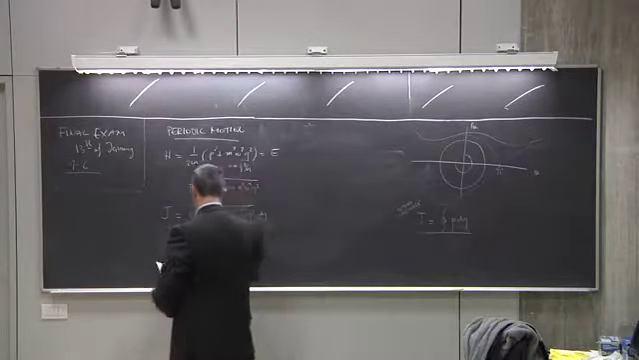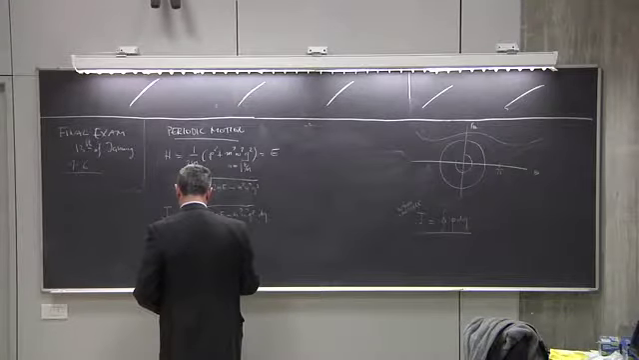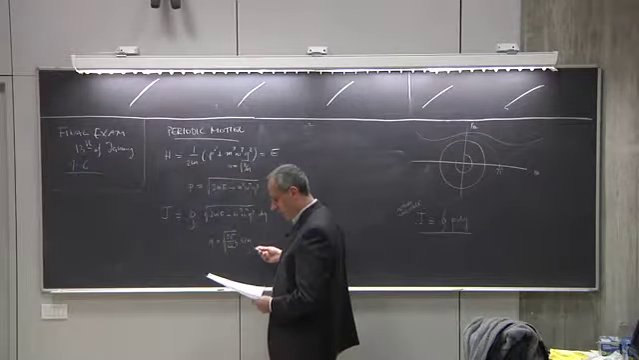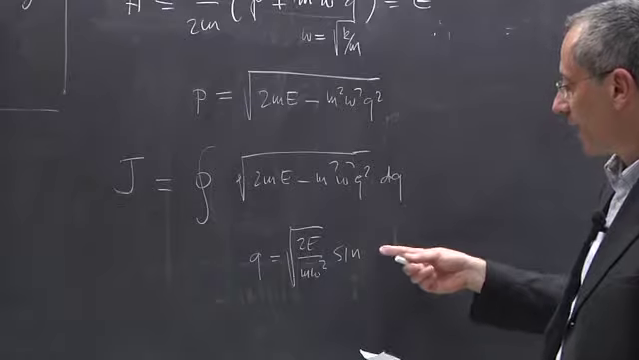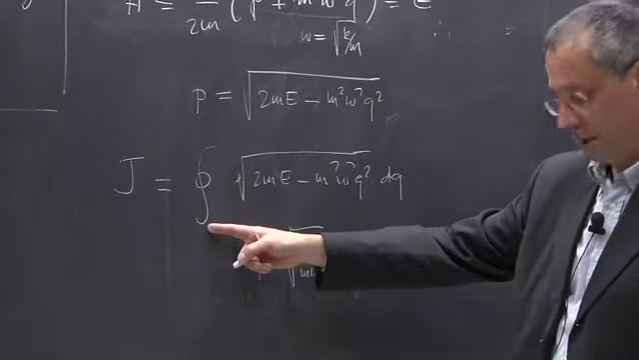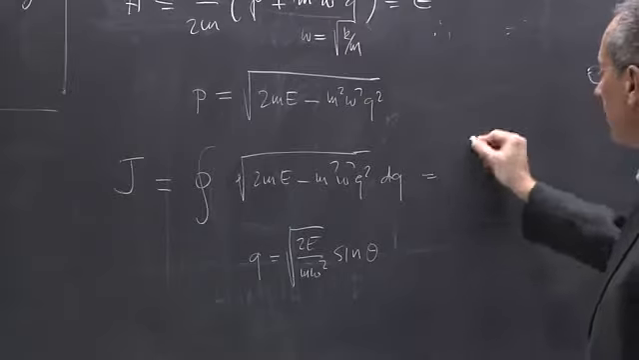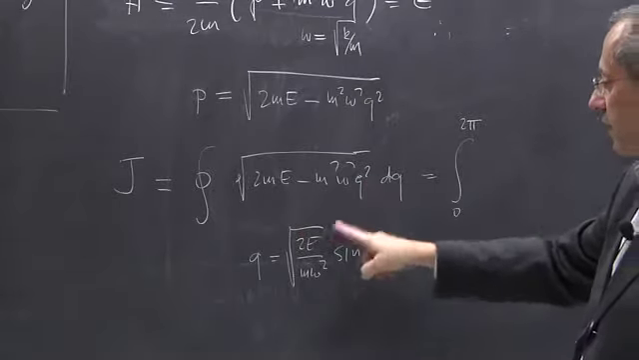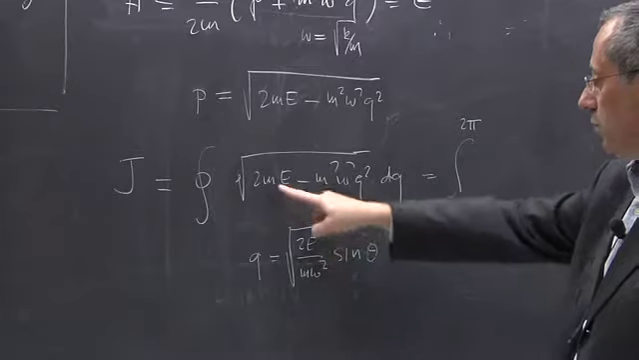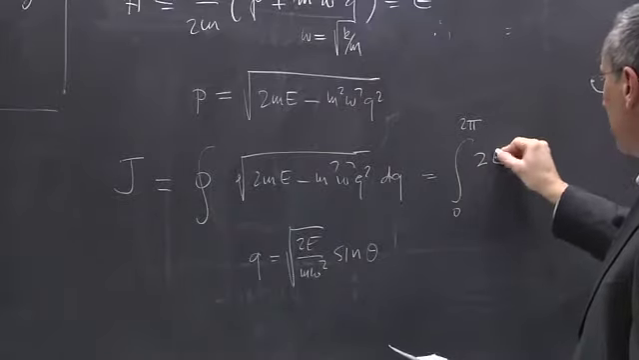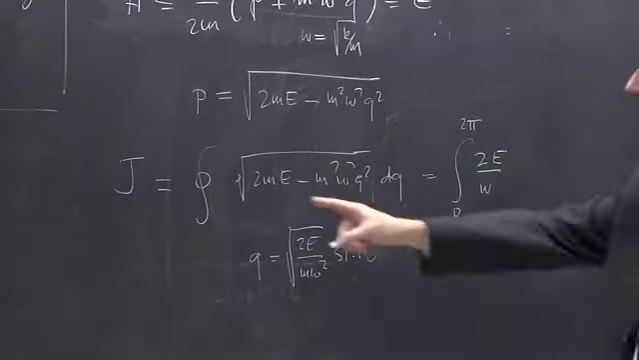And this is easy, because remember that the solution, you can write it like the square root of 2E over m omega squared times the sine of omega t plus gamma, but essentially I can just call this an angle variable, and then I integrate from 0 to 2 pi, right? So this integral becomes the integral from 0 to 2 pi. Now I have q squared. Notice that when I put the square, I get the same factor, 2E divided by omega, and then I get 1 minus sine squared.